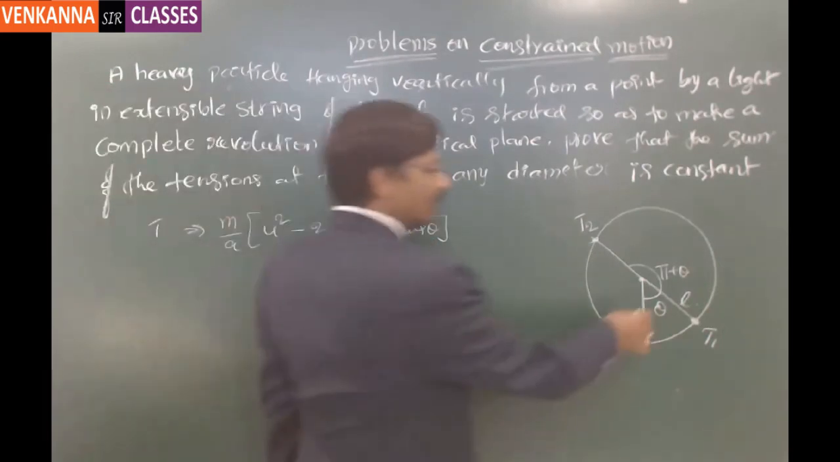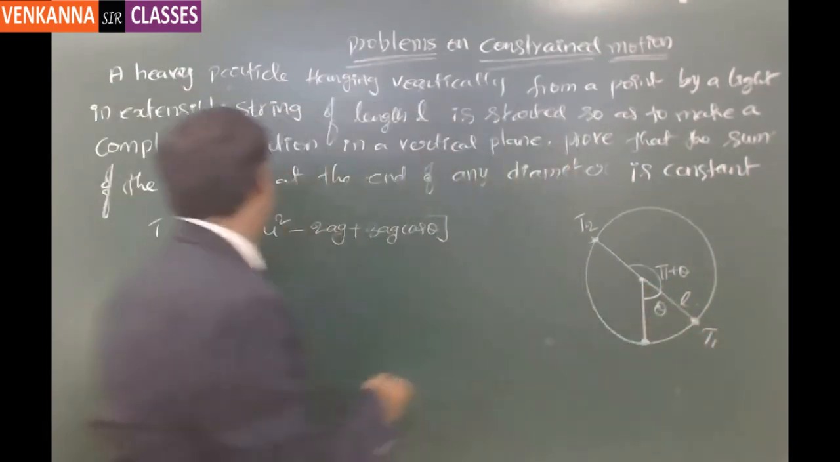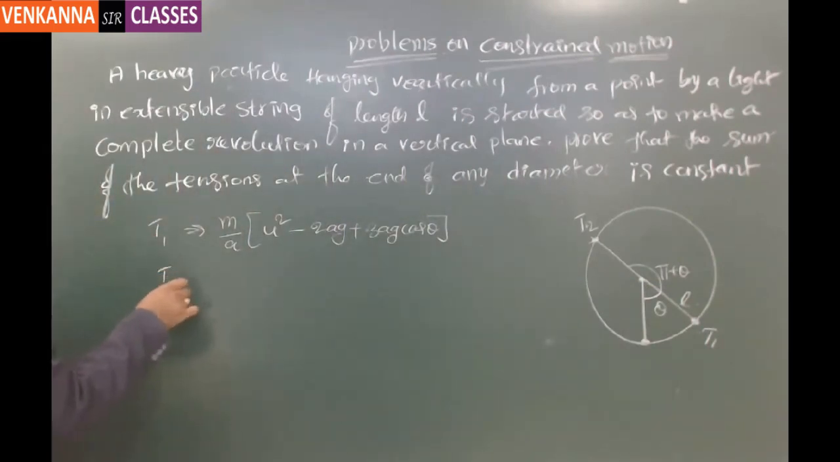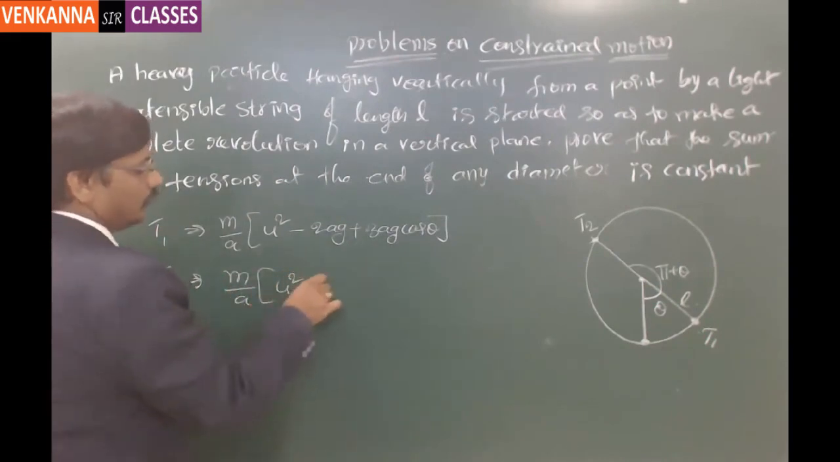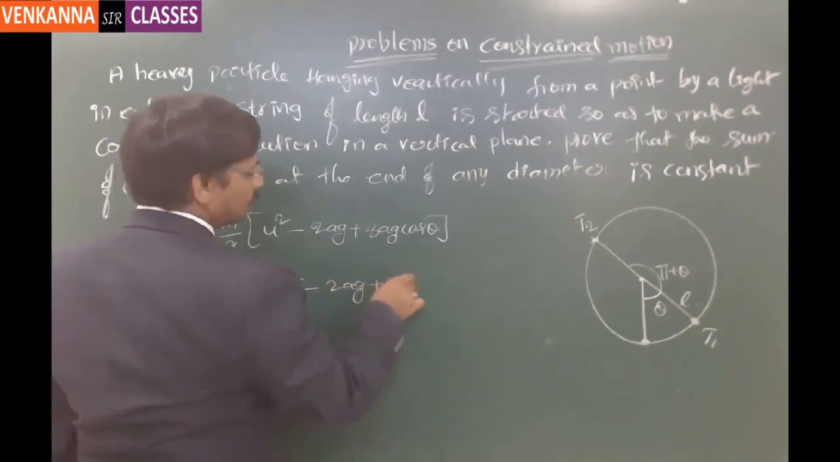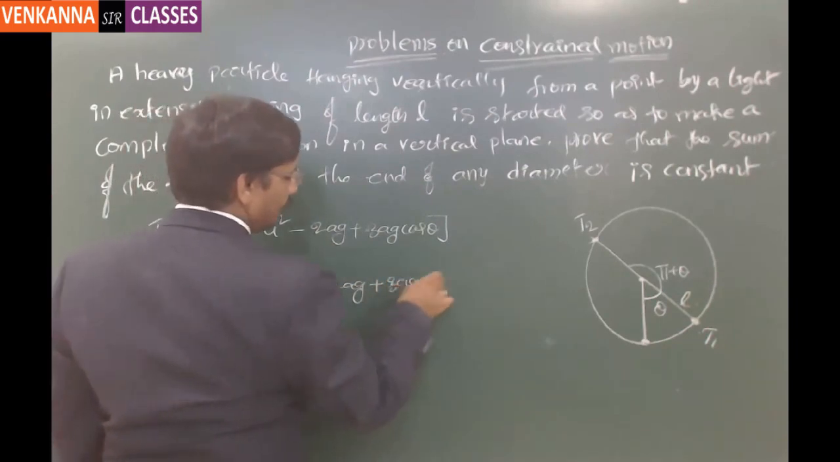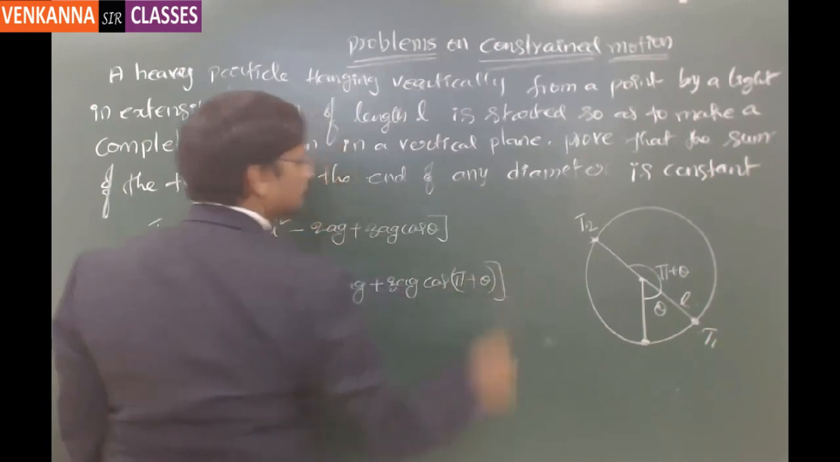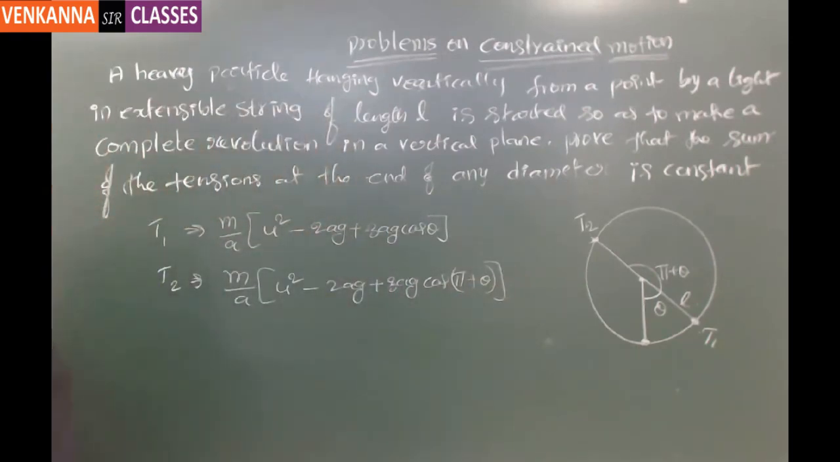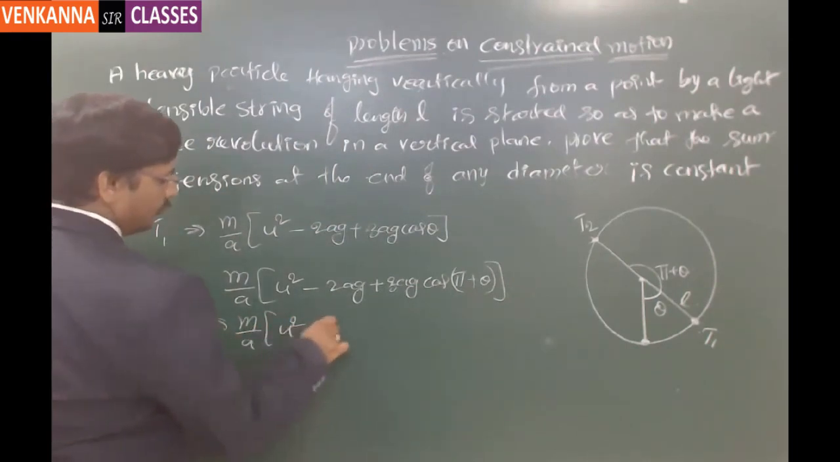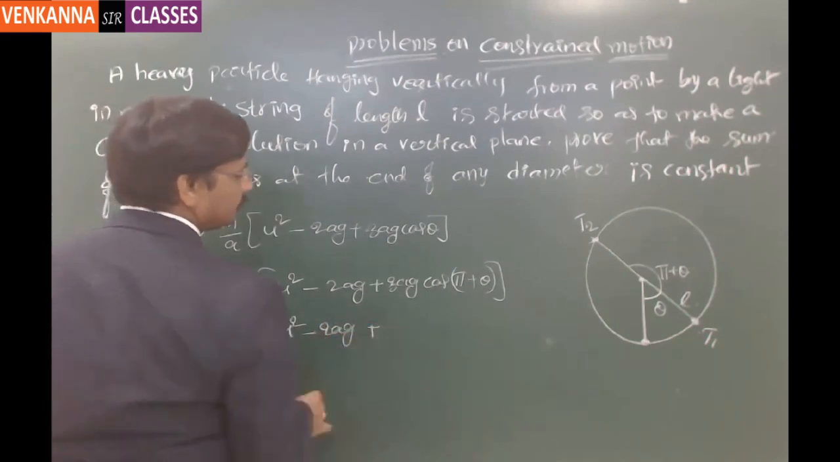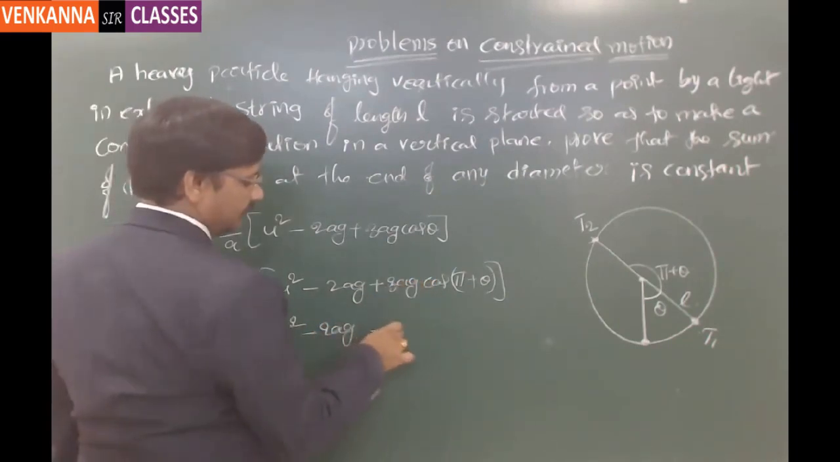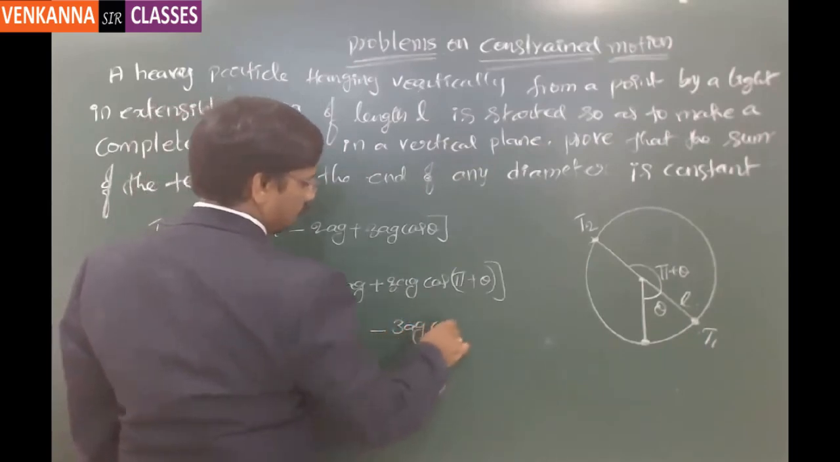Now if this is angle theta, then T1 is going to be the same, but T2 is going to be at 180 plus theta. So m by a times u square minus 2ag plus 3ag cos of 180 plus theta. Cos of 180 plus theta is going to be minus cos theta. So m by a times u square minus 2ag, plus becomes minus now, 3ag cos theta.